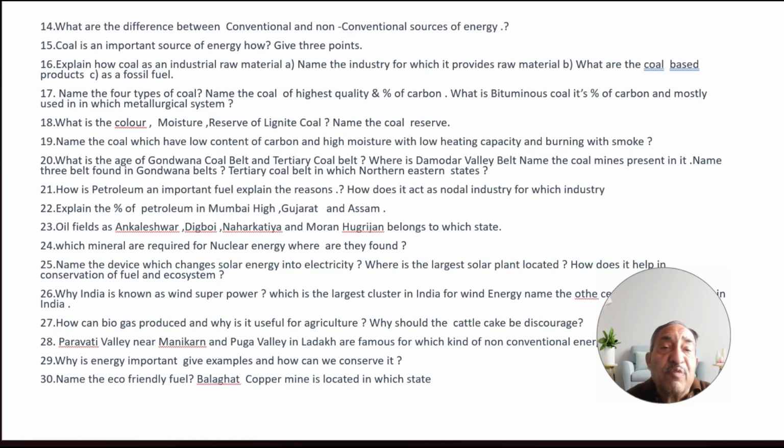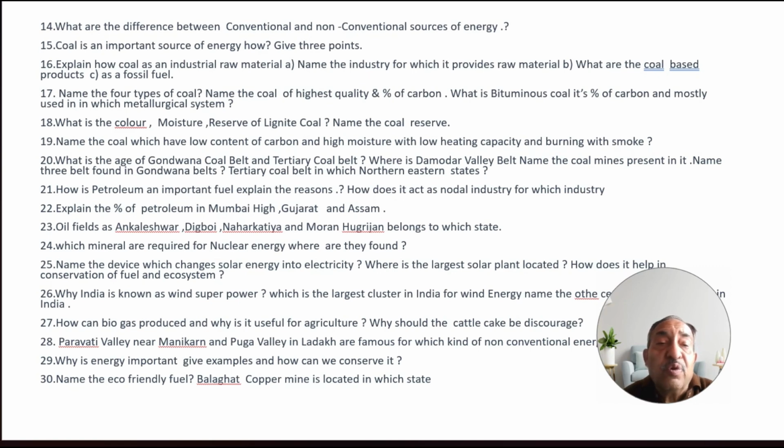Next, name the four types of coal. Name the coals of highest quality and percentage of carbon. What is bituminous coal? Its percentage of carbon and mostly used in which metallurgical system? Next, what is the color and moisture reserve of lignite coal?